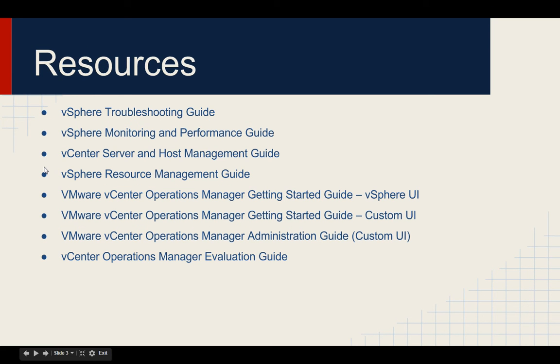Some of the resources called out by the blueprint. These are all from the official vSphere documentation, all for version 6. So we have the troubleshooting guide. There's actually some amount of overlap between the monitoring section and the troubleshooting section that we had last week, so I'll try and skip over or go quickly through some of the overlap stuff. Second is the vSphere monitoring and performance guide. We have the vCenter server and host management guide, the resource management guide, and then 4 different guides related to vCOps.